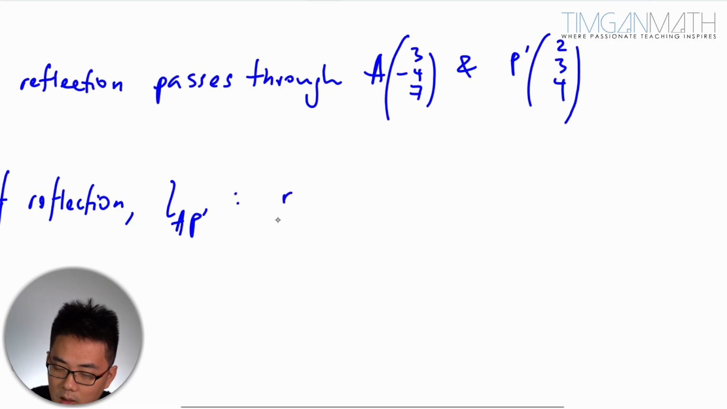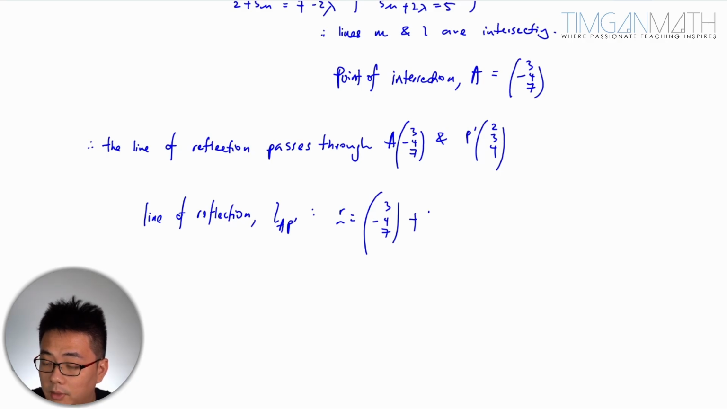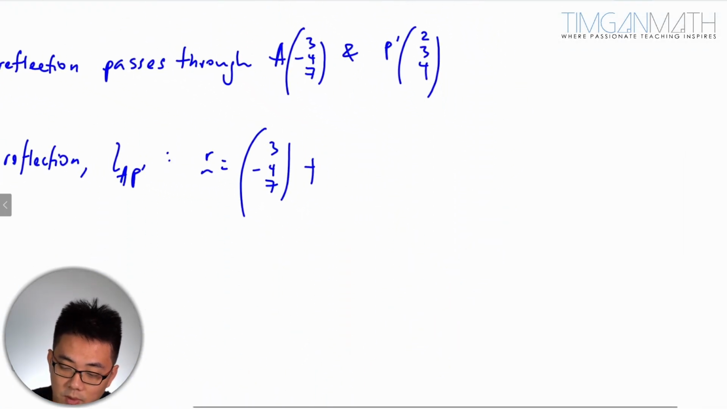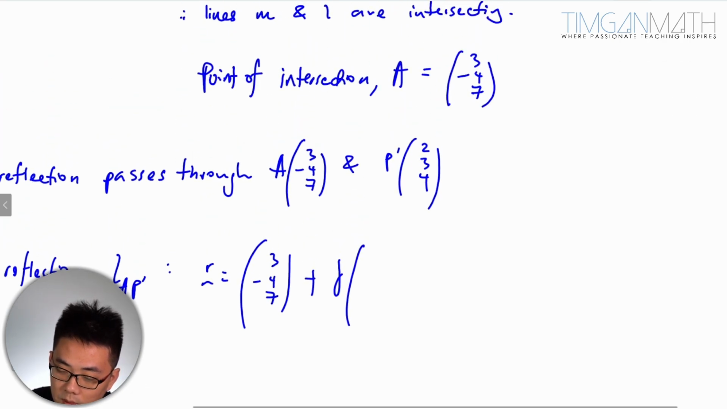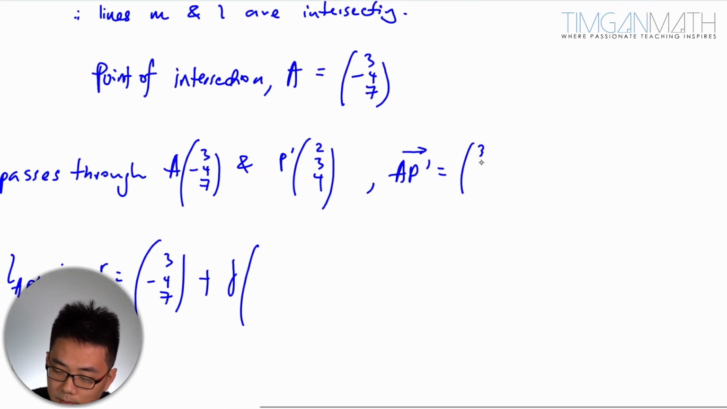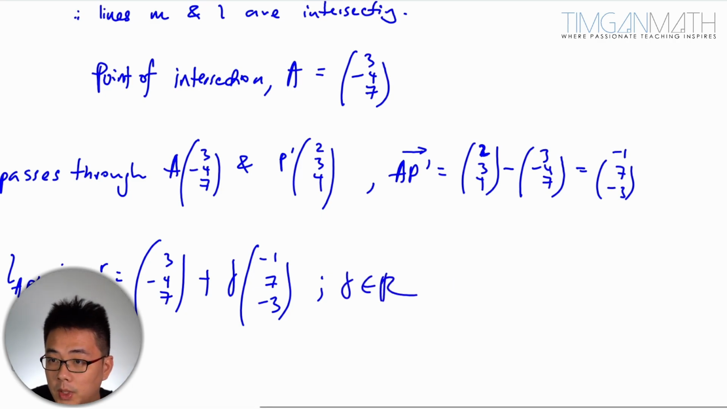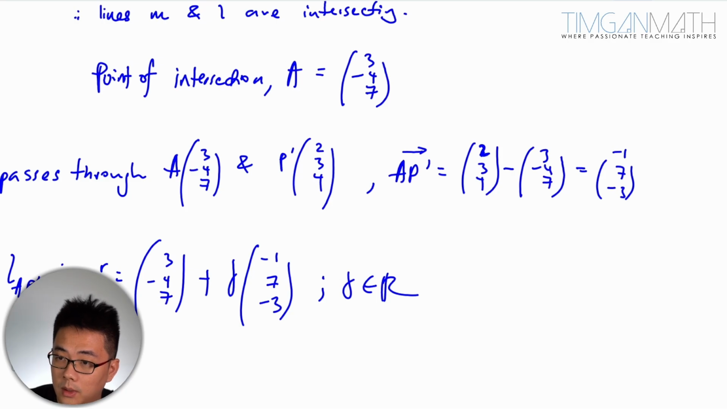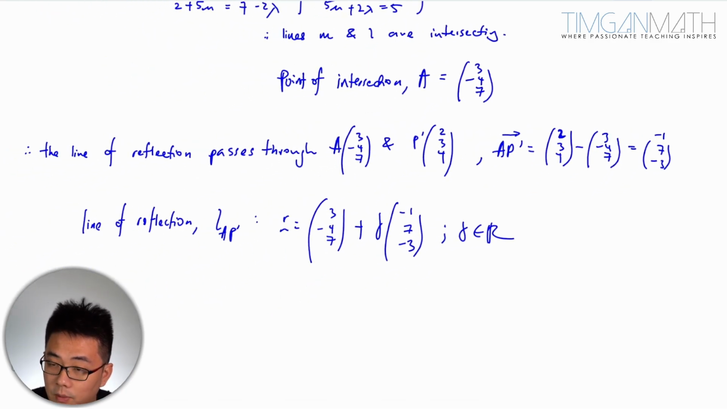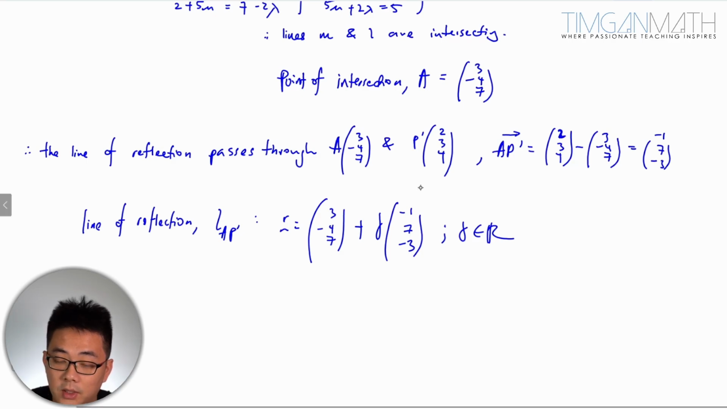It will be r equals (3, -4, 7) plus a parameter. We've already used lambda and mu, and alpha is used as well, so I'm going to use gamma. For line AP prime, the direction will just be from A to P prime. So this is (2, 3, 4) minus (3, -4, 7), which gives (-1, 7, -3). So that is how we do this question. Of course, you can just use P prime as the point as well, it's fine.